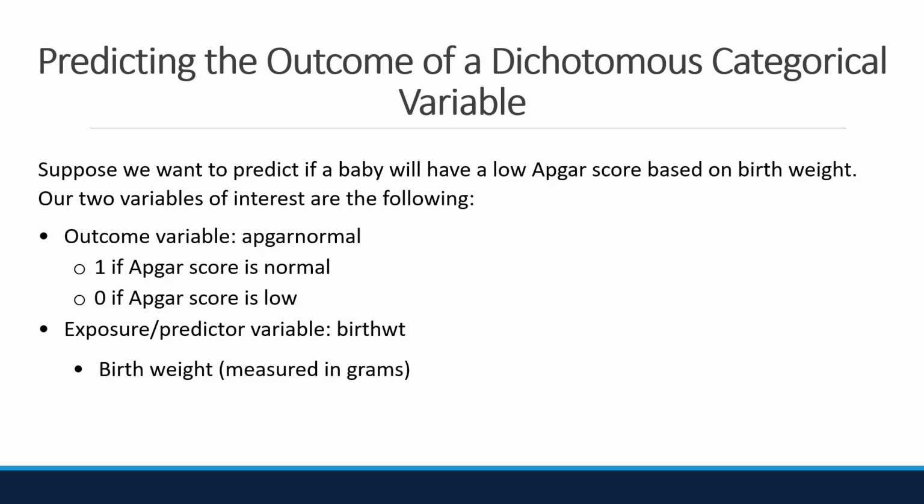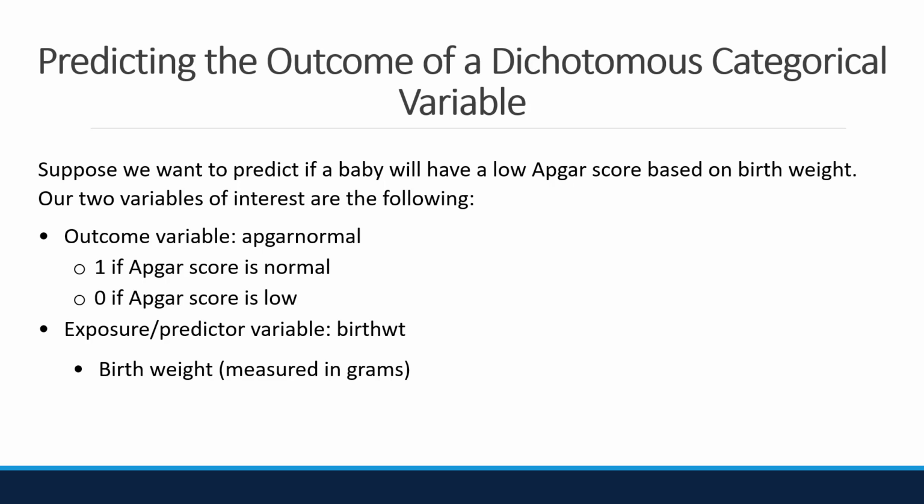An APGAR score is a scoring system used for assessing the clinical status of a newborn. It comprises 5 components: color, heart rate, reflexes, muscle tone, and respiration. Each is given a score of 0, 1, or 2. Thus, this measure ranges from 0 to 10. A total of 7 or higher is generally normal, 4 to 6 is low, and 3 or below is critically low. Suppose we want to predict if a baby will have a low APGAR score based on birth weight.